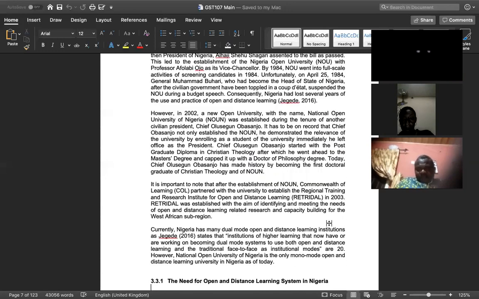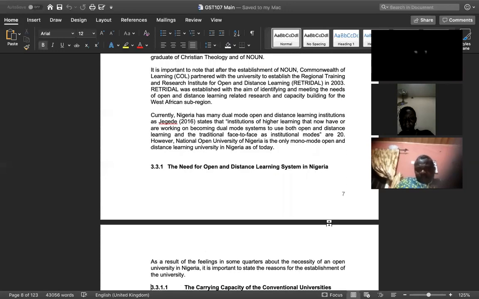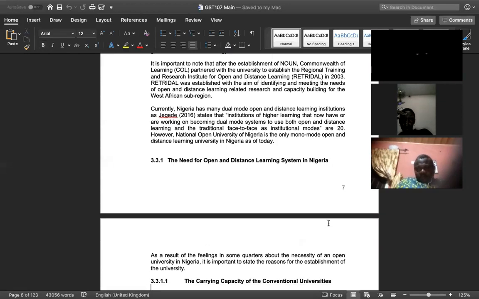Now, National Open University of Nigeria is so strategic that Commonwealth of Learning has to come into partnership with us so that we could handle the West African coast through what they call the Research Institute for Open and Distance Learning, which was established in 2003. That arm of NOUN is actually under the joint control of Commonwealth of Learning and NOUN.